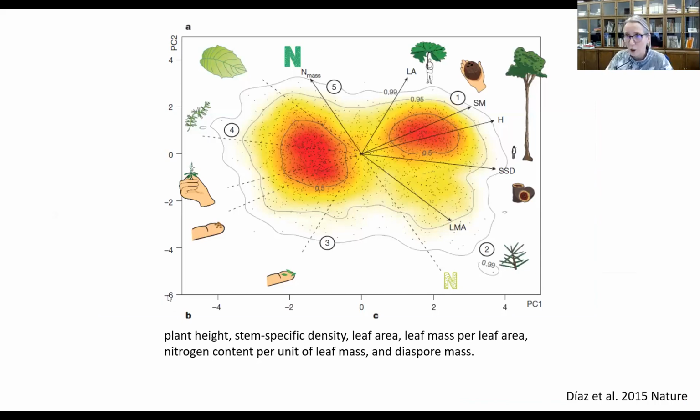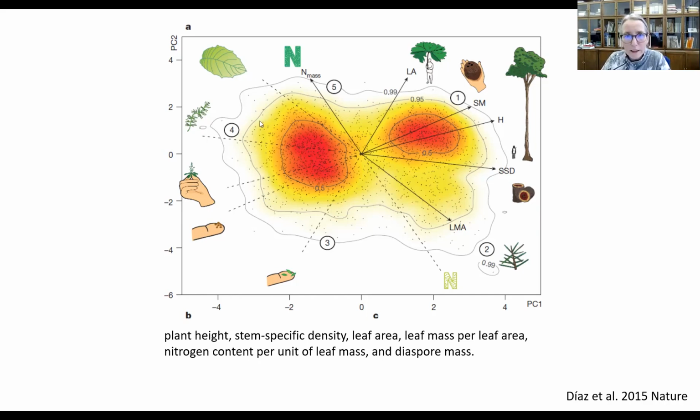After 15 years of effort, databases were filled so well that Diaz et al. published the first overview of how these easily measurable traits are correlated to each other, how they build these plant strategies. And they used plant height, stem-specific density, leaf area, leaf mass per leaf area, nitrogen content, and diaspore mass. And this picture we can call a fried egg graph.